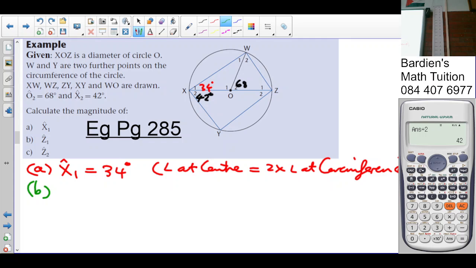Z1. How can you calculate Z1? Z1 is also equal to which angle? The W2. Why? Angles opposite equal sides, radii. Not so? And then you go with interior angles of a triangle. Can you guys do that quickly? Alright, so do that.